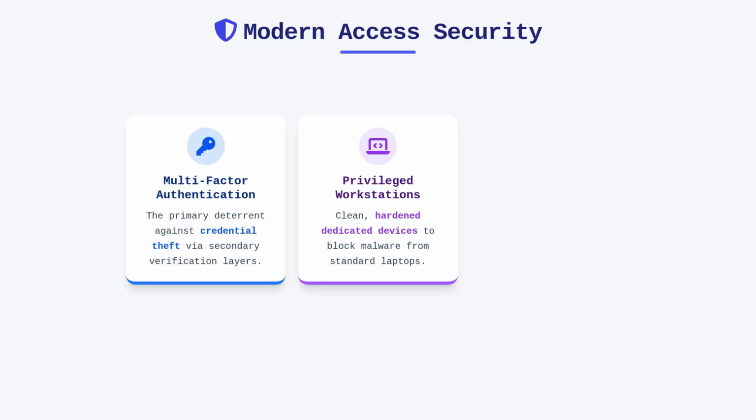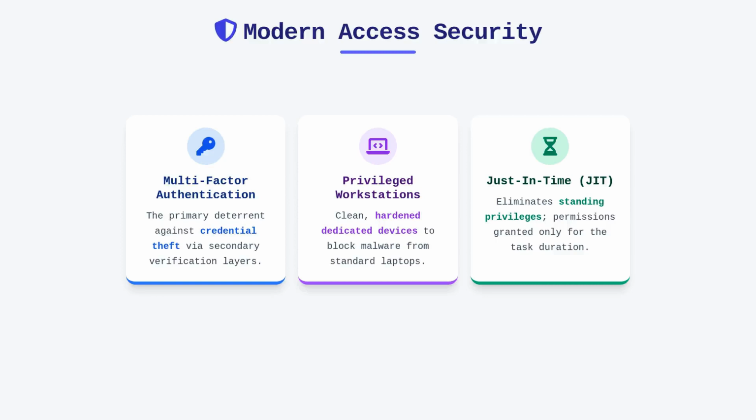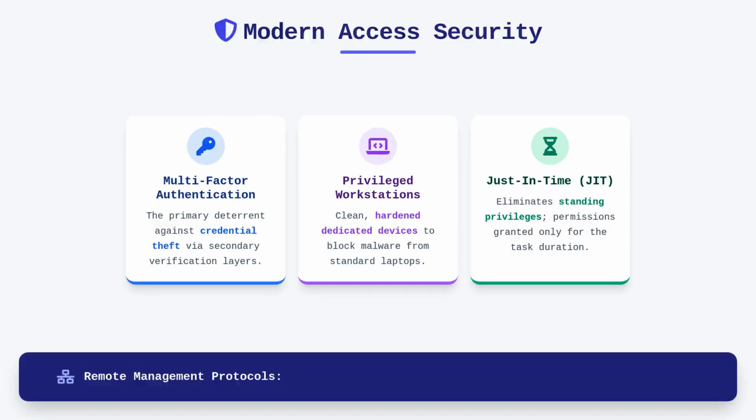When we need to perform elevated tasks, we shift away from standing privileges in favor of just-in-time access. This methodology elevates a user's permissions only for the duration required for a specific task, effectively killing the persistent threat of always-on administrative rights. Remote management remains constant, with SSH and RDP as our primary protocols, provided they are restricted behind these layers of authentication and access control.